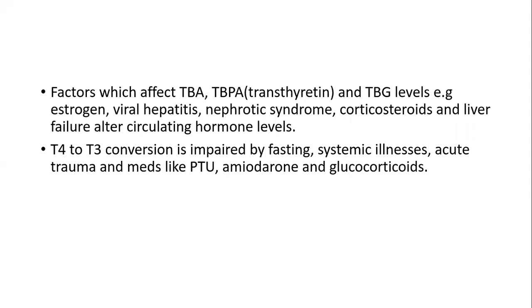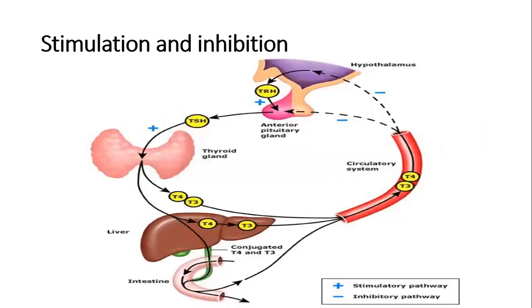So the factors which affect thyroxine binding albumin, thyroxine binding prealbumin, and thyroxine binding globulin, like estrogen, viral hepatitis, nephrotic syndrome, corticosteroids, and liver failure, usually alter the circulating hormone levels. The T4 to T3 conversion is also usually impaired by fasting, systemic illnesses, acute trauma, and medications like propylthiouracil, amiodarone, and glucocorticoids.